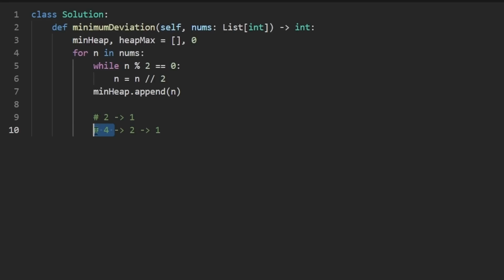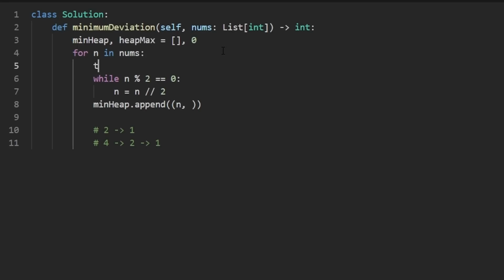We should be able to get back to that if we want to find the solution. So we're going to actually keep track of every number's original value. So when we append n to the heap, we're actually going to append 2 values. We're going to append a pair, n, and its original value, which I'm going to get by saving it in a temporary variable called temp. So now we're going to append temp here.